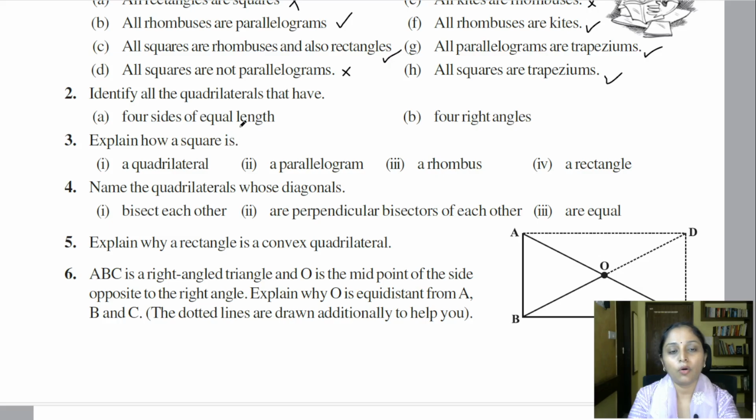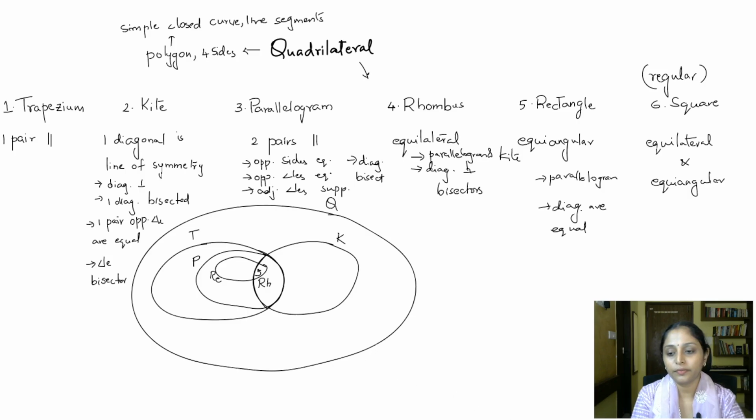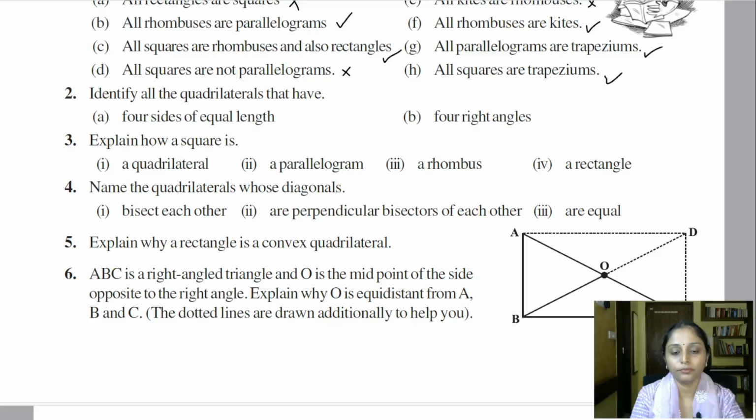Next, identify all the quadrilaterals that have four sides of equal length. Okay, so equilateral quadrilaterals. If you look at the definition that we have given, you have seen that rhombus is equilateral and square is equilateral, right? So the answer is both rhombus and square. Okay. So here I am going to write rhombus as well as square. You can write the definition also.